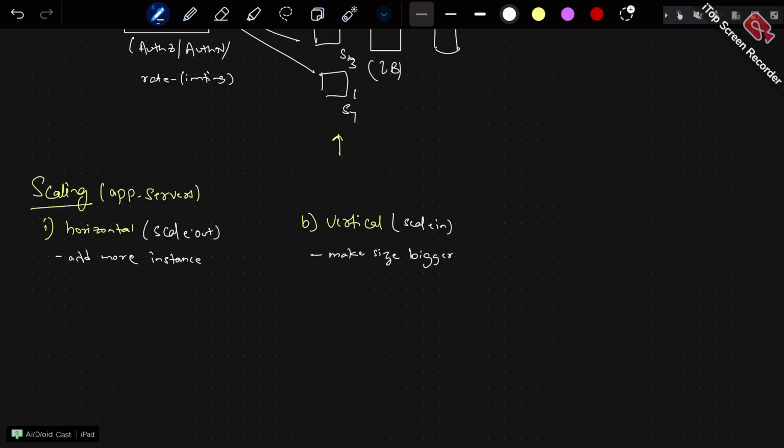So what are the advantages of horizontal scaling? Can you think? And what's the disadvantage of both of them? What do you think of that?